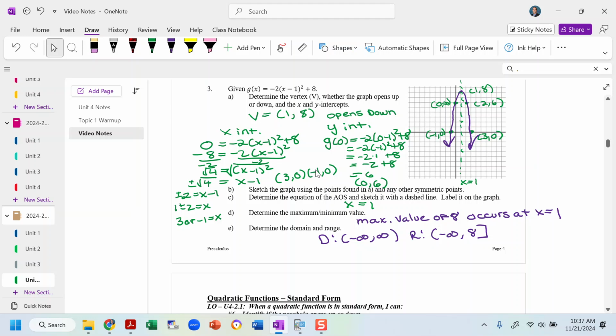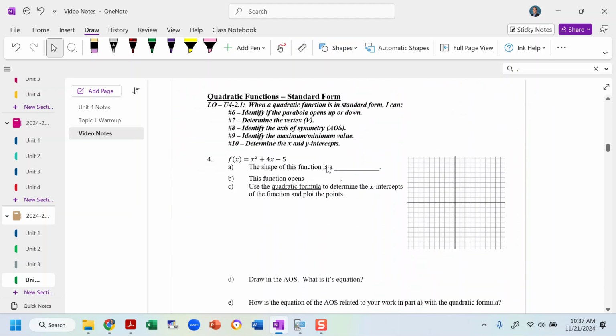But now, standard form is when it's written as a quadratic f of x equals ax squared plus bx plus c. That is quadratic. This is a parabola. This function opens up because the a is positive. So if we use the quadratic formula, remember the quadratic formula is negative b plus or minus the square root of b squared minus 4ac all over 2a.